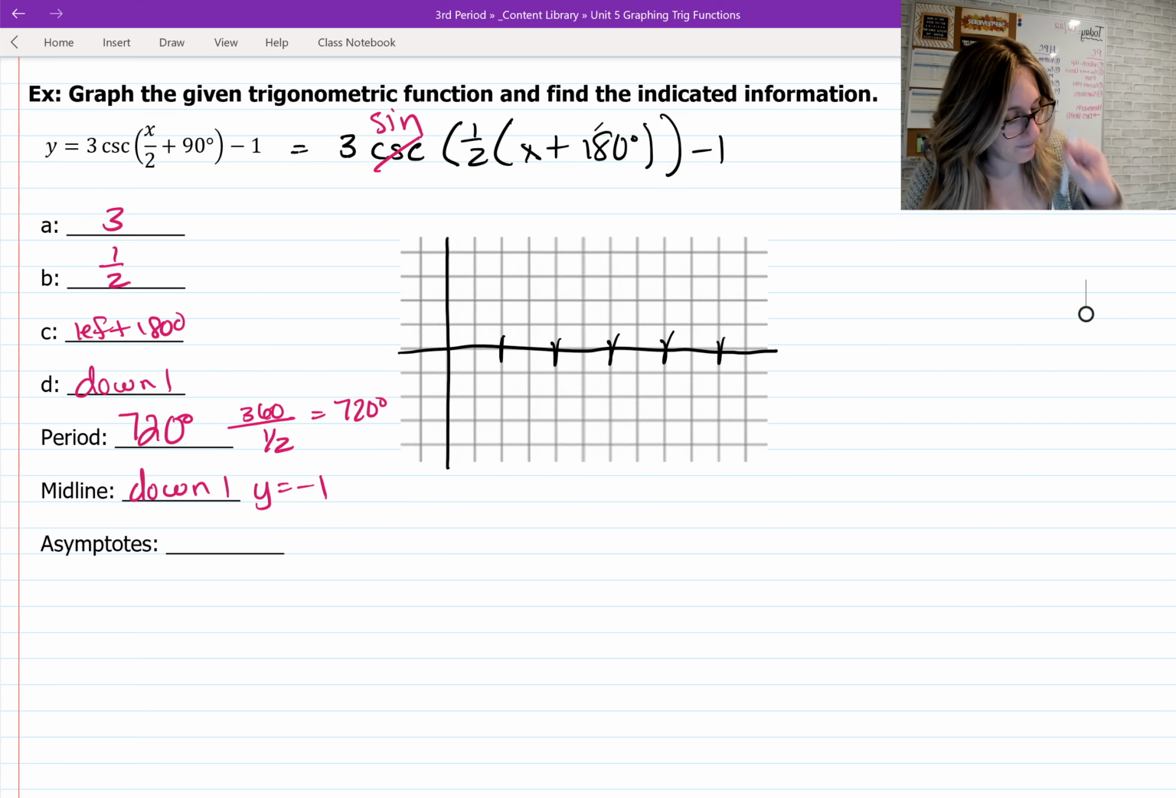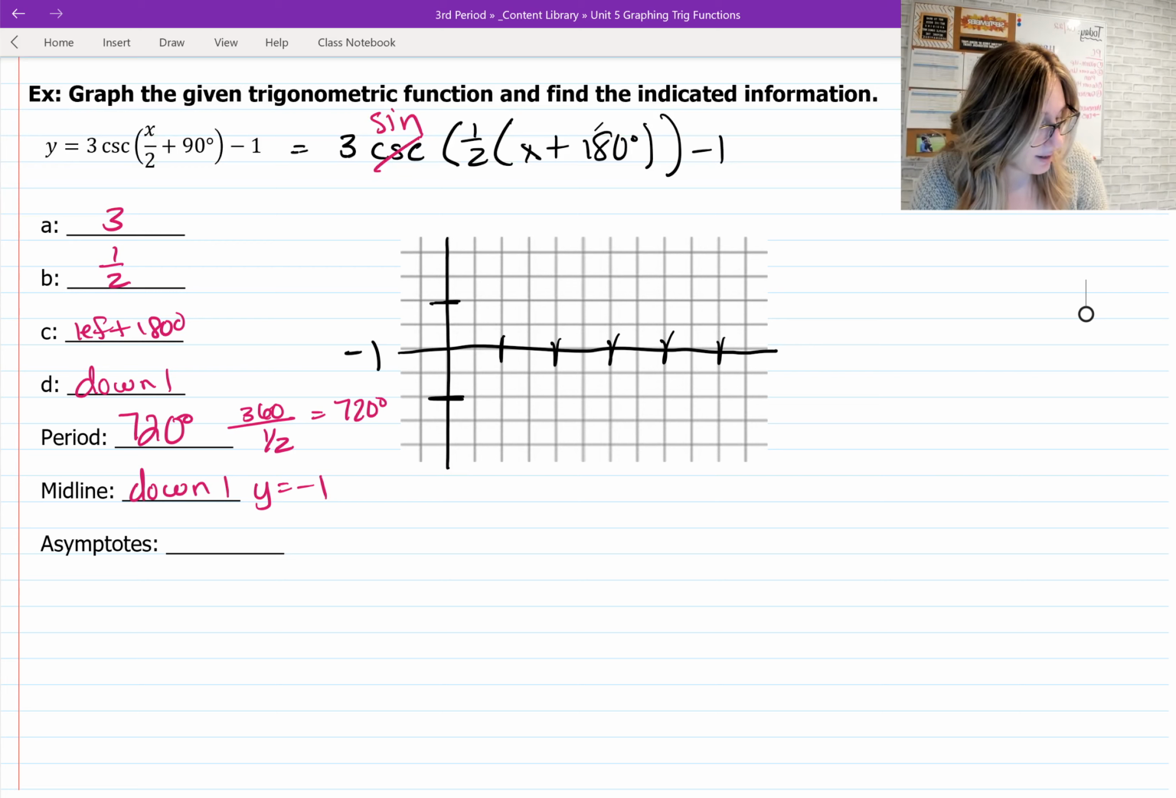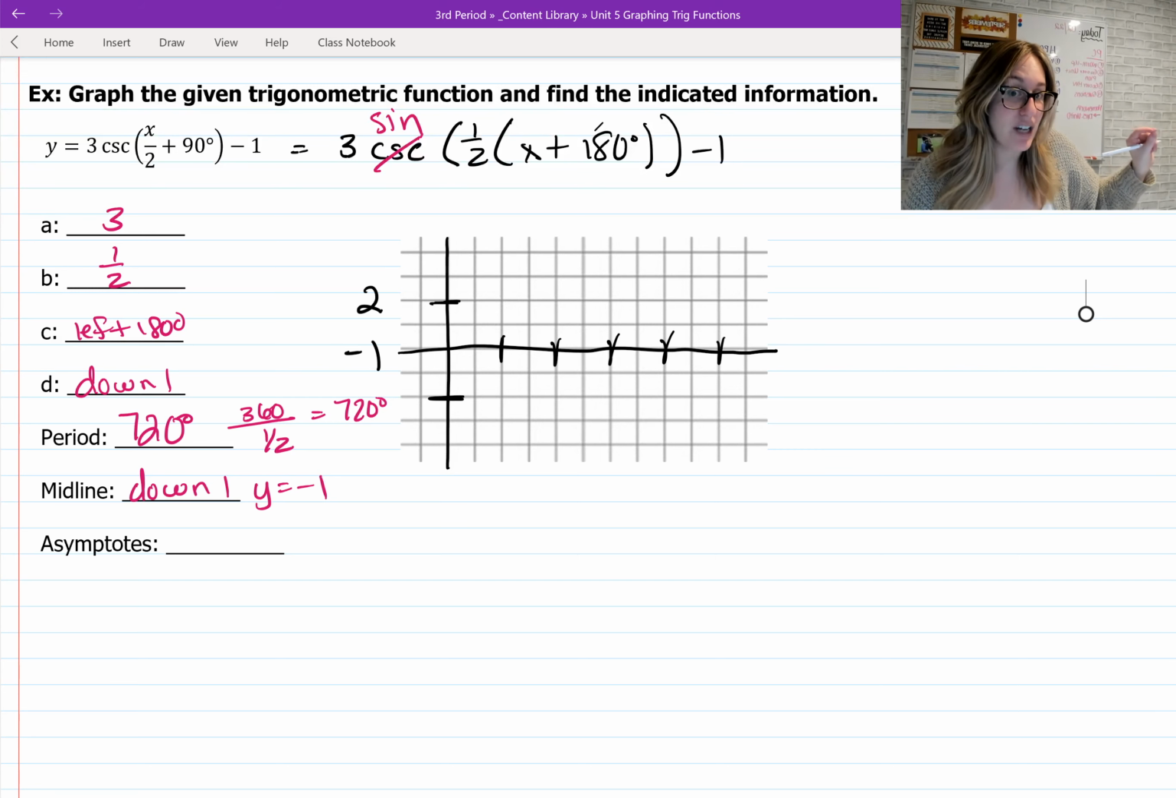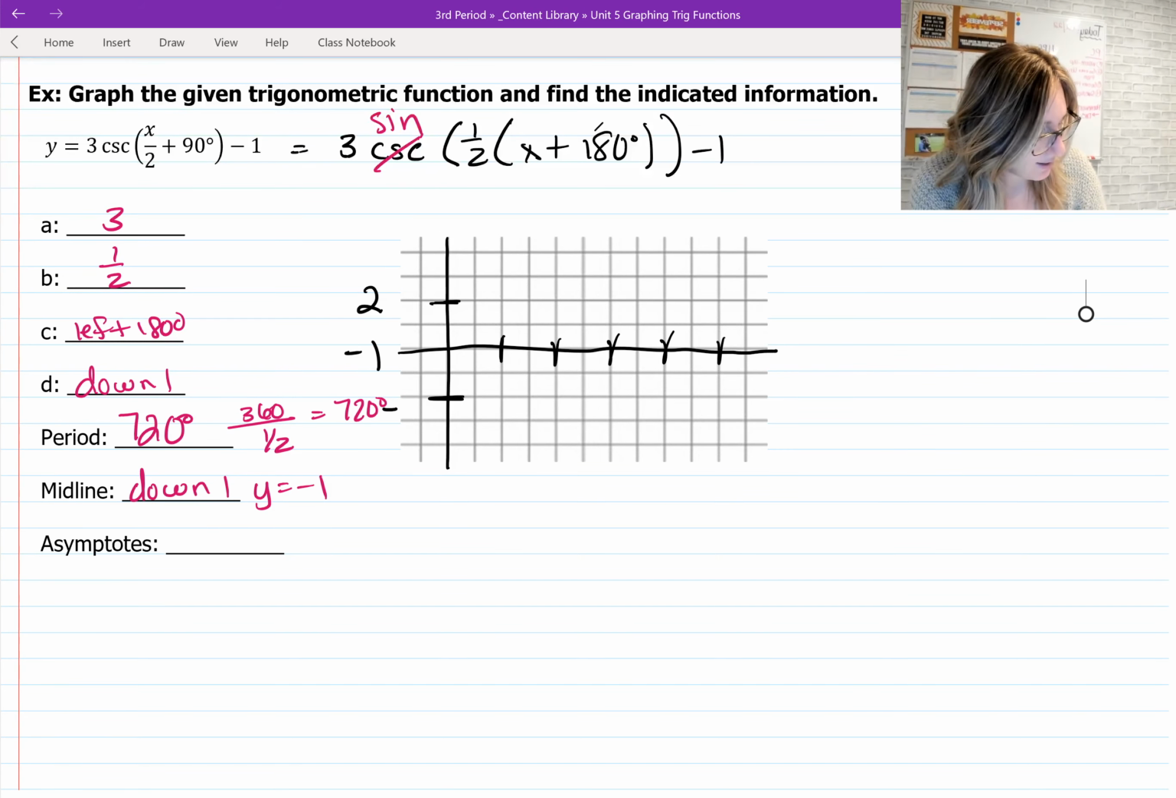All right, and I know that the first point of my graph is left 180 degrees, so I'm going to label that as -180 degrees. To find all of my other points, I'm going to take my period of 720 and divide it by 4, because I'm moving 4 places on my graph. That gives me, because I'm not a magician, 720 divided by 4, 180. So I'm going to start at -180 and go up by 180 each time. -180 plus 180 is 0.